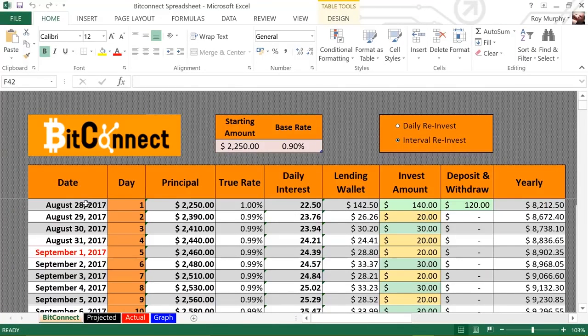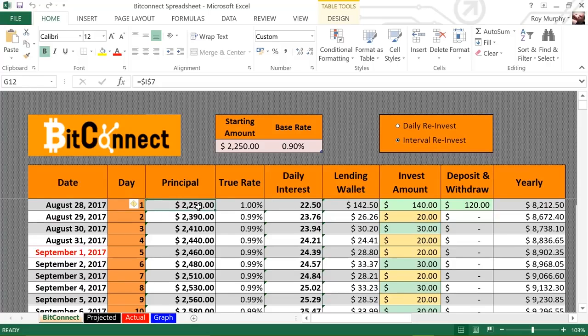So you can see that I started 1 month ago as from the day of recording. Today is the 28th of September. Day 1, I invested half a Bitcoin. And my half a Bitcoin bought me, at the time, on the 28th of August, $2,250 worth of investment, which I brought in and converted to Bitconnect coins, and then subsequently lent the whole thing.